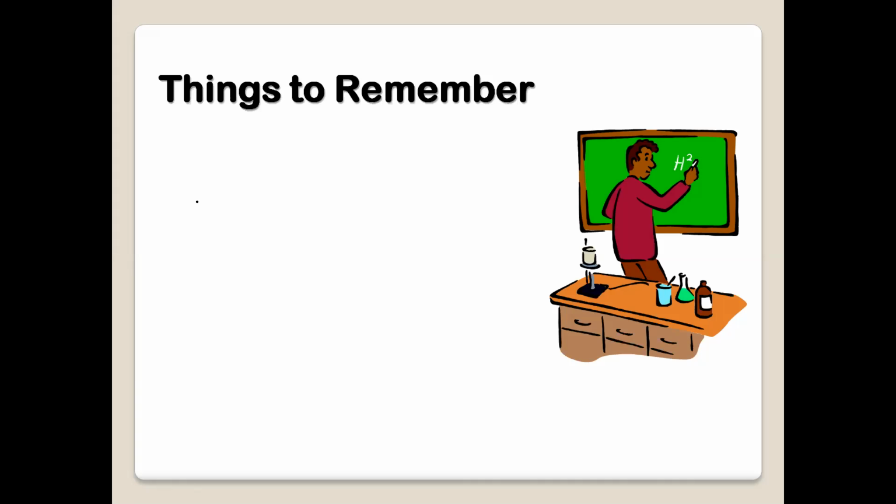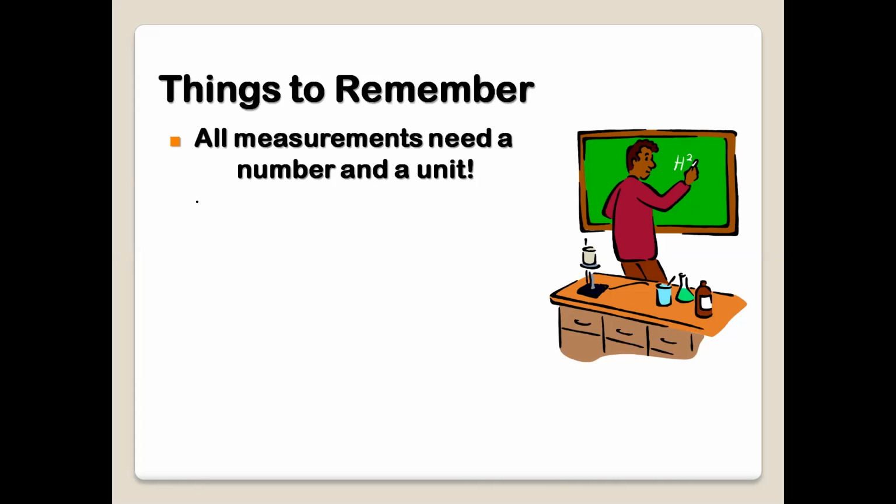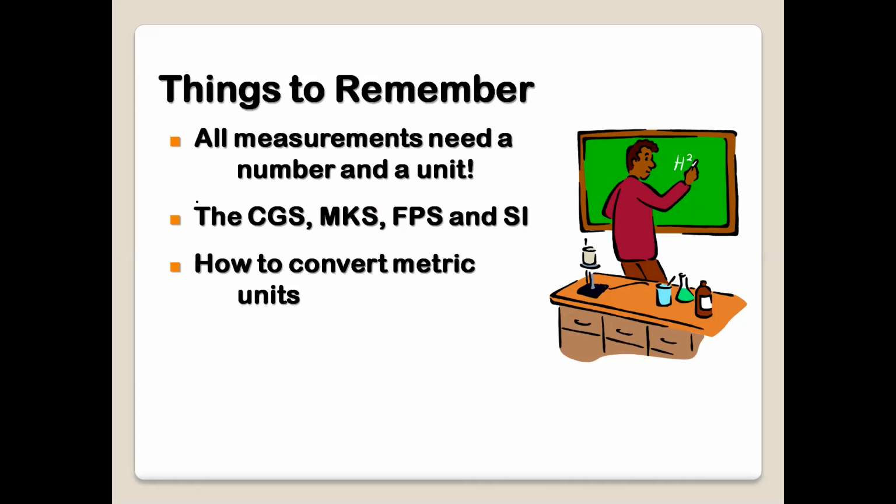What things should you remember now? All measurements need a number and a unit. The CGS, MKS, FPS, and SI systems are the systems which we have discussed today, and how to convert from one system to another in metric units, because you don't have to bother about the English system. In physics, furthermore, we will be using only the SI system.